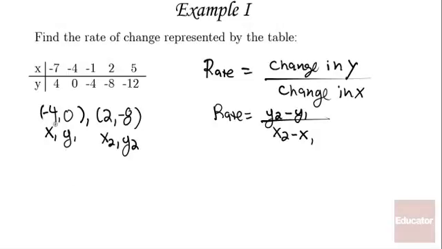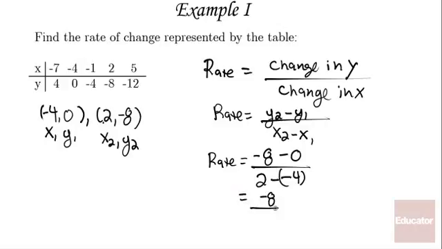So if I use these pairs in my rate formula, I'll find that y2 is -8 minus 0 over x2, which is 2, minus x1, which is negative 4. This comes out to negative 8 over 2 plus 4, and that equals minus 8 over 6, which simplifies to negative 4/3. So the rate of change here was actually negative 4/3.